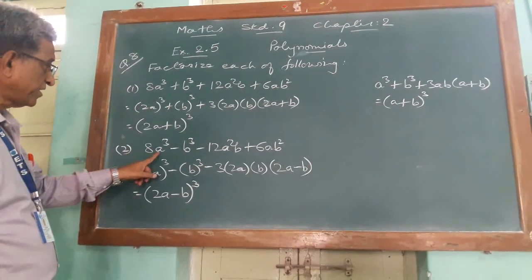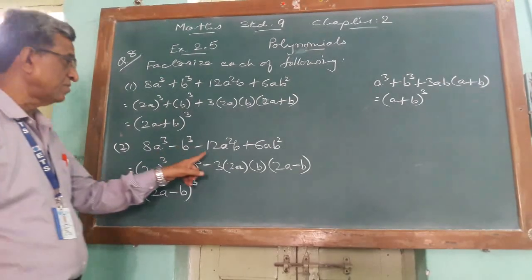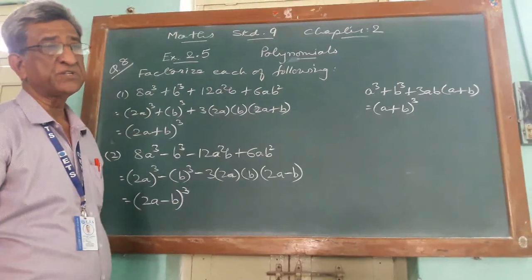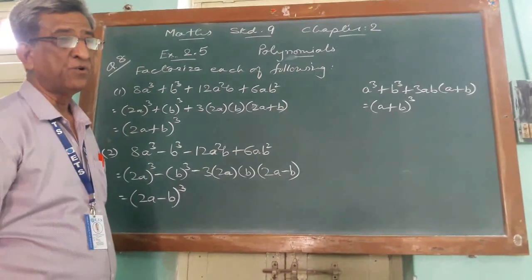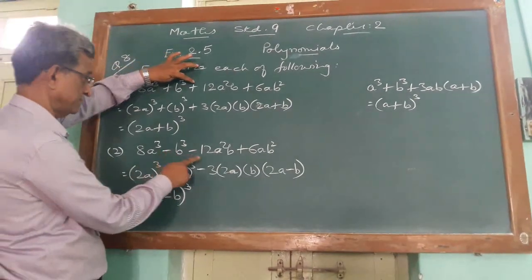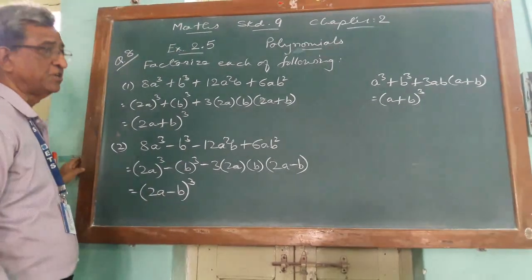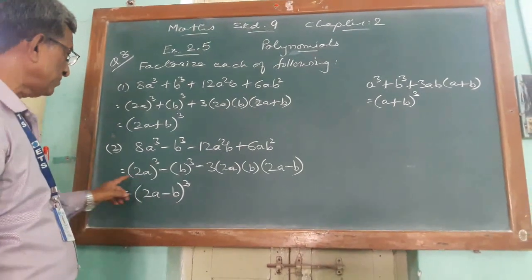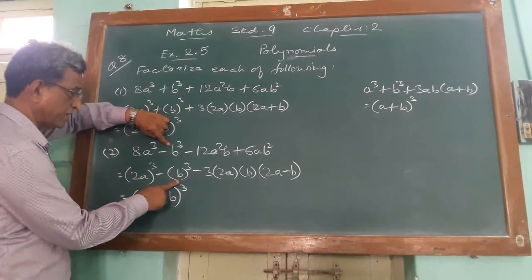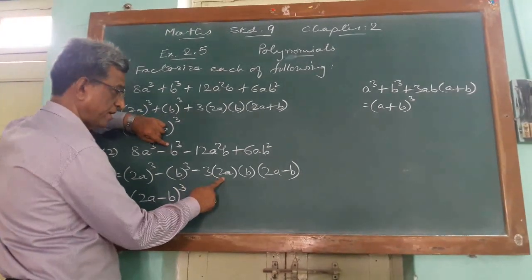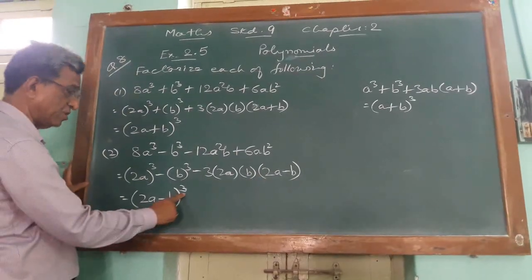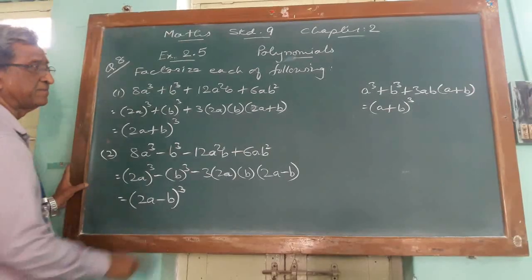Second one, 8a cube minus b cube minus 12a square b plus 6ab square. So this sum is also similar to first one. Only there is a change of sign. Here instead of plus you have minus. Only this is the change. So second step will be also same. Instead of 8a cube, 2a whole cube, b cube. 3 into 2a into b, 2a minus b. You can write 2a minus b whole cube. So this is the answer.